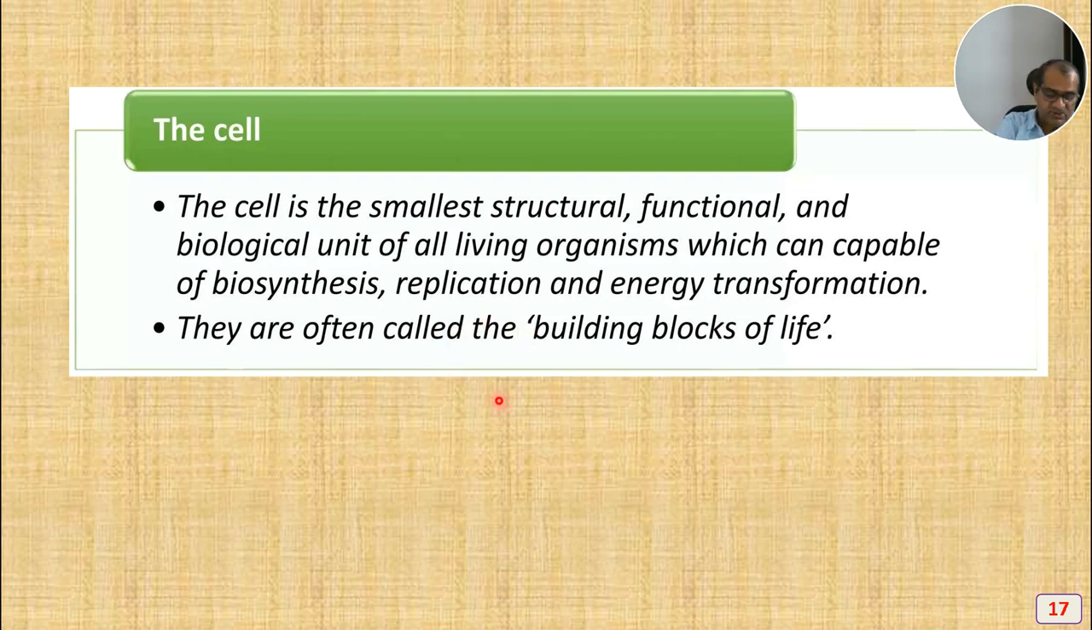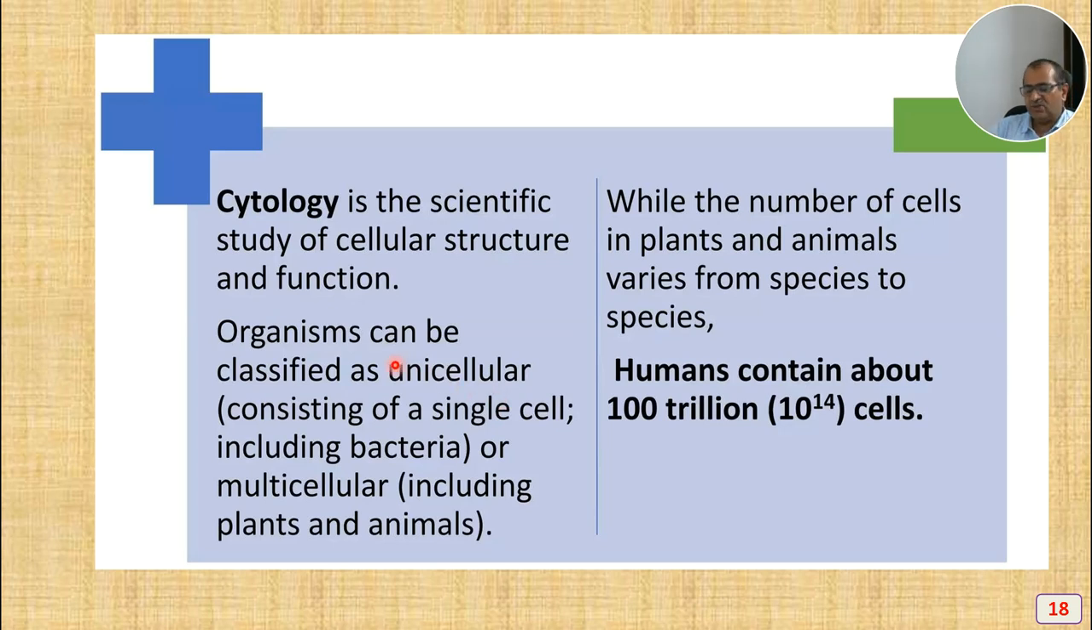Then the study of the cell is called cytology. It is the scientific study of cellular structure and function. Then organisms can be classified as unicellular, meaning consisting of a single cell, including the bacteria, or multicellular. For example, almost all the plants and animals are multicellular, while the number of cells in plants and animals varies from one species to another.